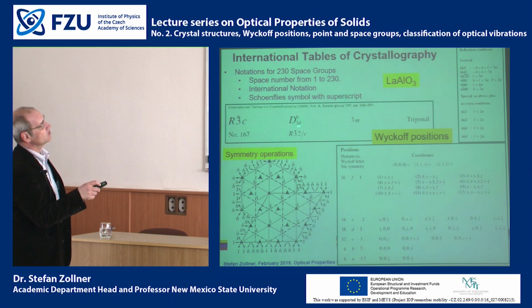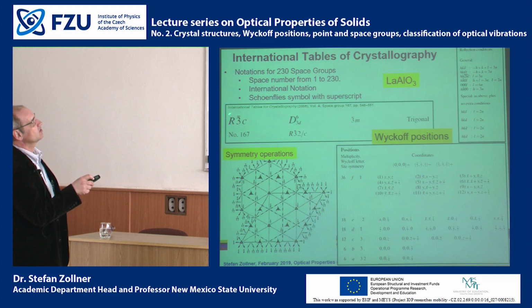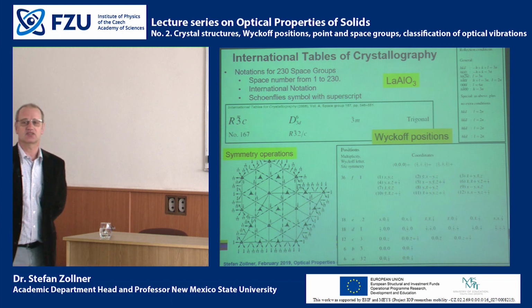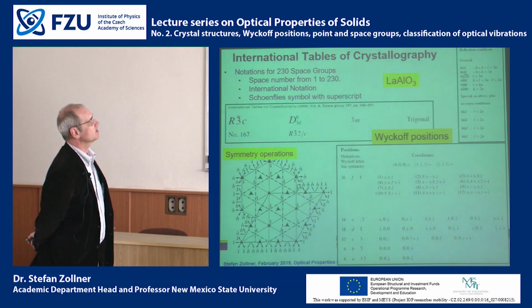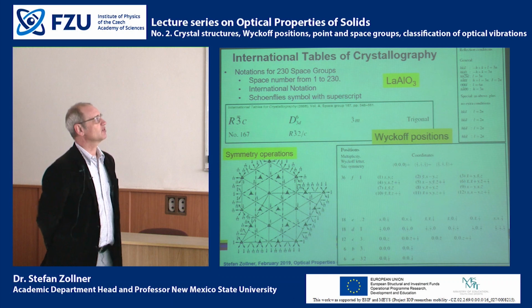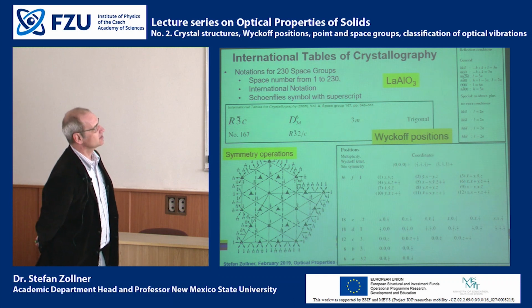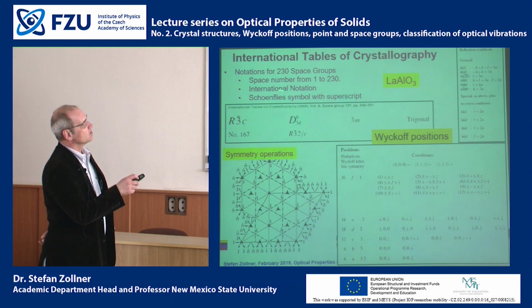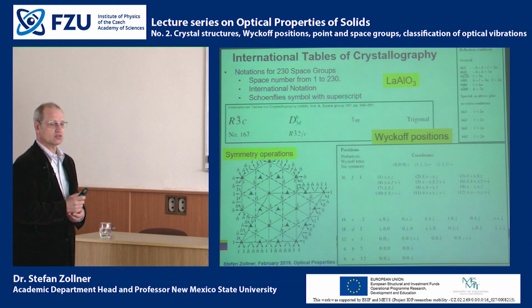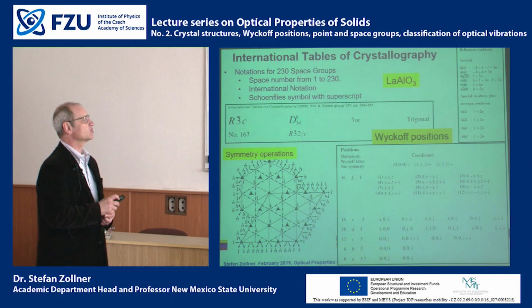So this is related to the Schoenflies notation for the point group. This is the international notation for space groups. It starts with an R, and that means that it's a rhombohedral space group. 3 bar, so there's a threefold axis that's somehow related to a mirror plane, and I forgot what the C means. So these are the various notations that we use to describe the space groups.